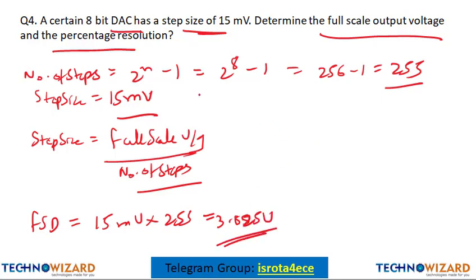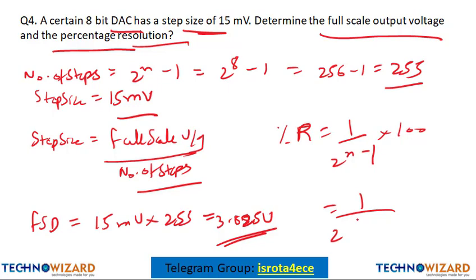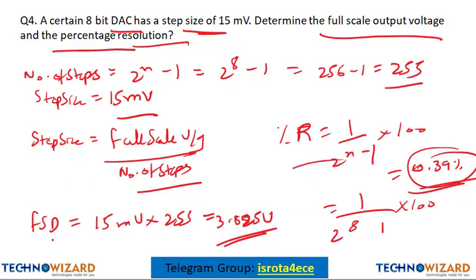Okay, now second, we have to find the resolution. Now we know that percentage resolution is equal to 1 upon 2 to the power n minus 1, into 100. That is 1 upon 2 to the power 8 minus 1, into 100. You will get around 0.39% as the resolution for this 8-bit DAC. Therefore, the resolution will be 0.39% and the full scale deflection will be 3.825 volt.